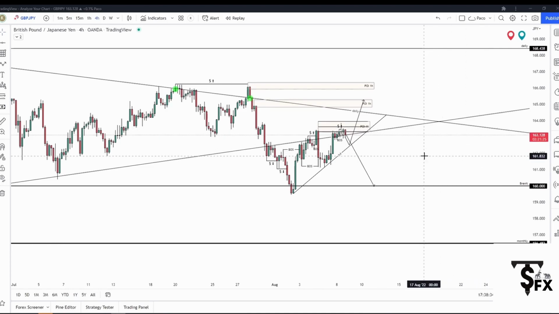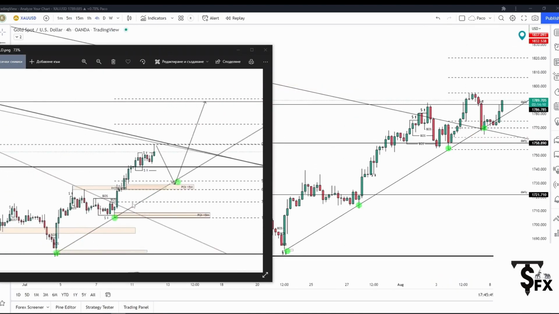Now let's move to the gold. Okay guys, this is the analysis from the last week. Here we expected the price to make a third point on the trend line, this ascending trend line. And here you can see there is the third point on the trend line. From here we have a new bullish movement and a fourth point on the trend line.